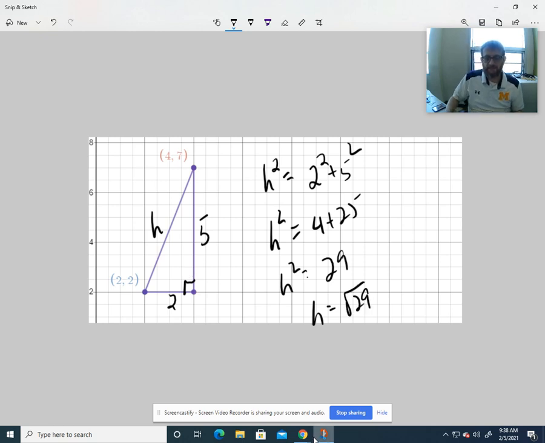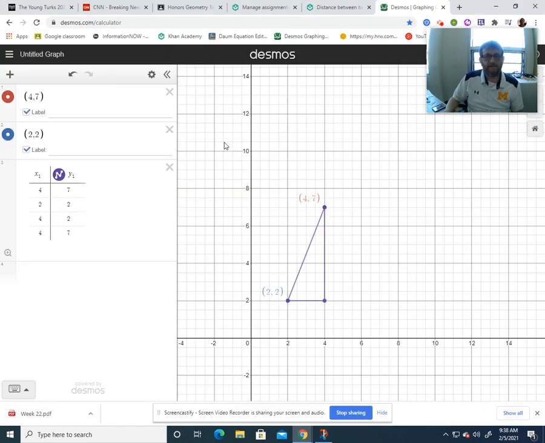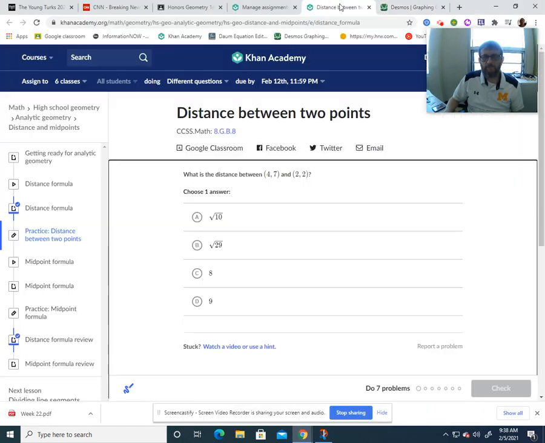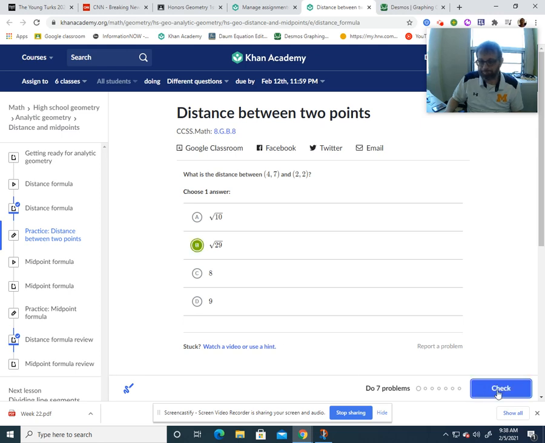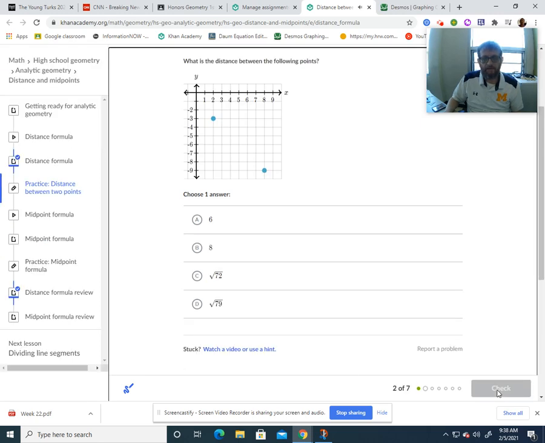That's the way I see this problem. So if I go back to my original question, then clearly it's the square root of 29. There we go. Now again, we want to do this same idea here. What's the distance between the two points?